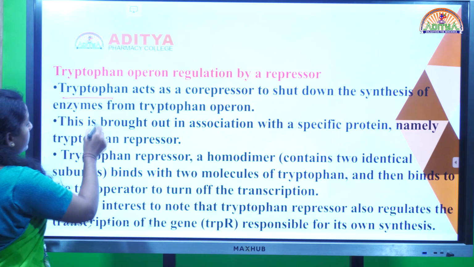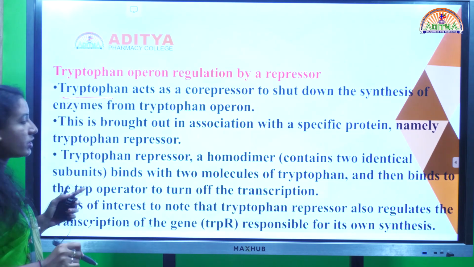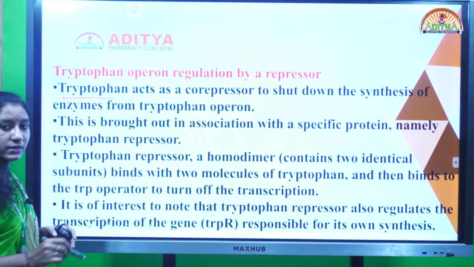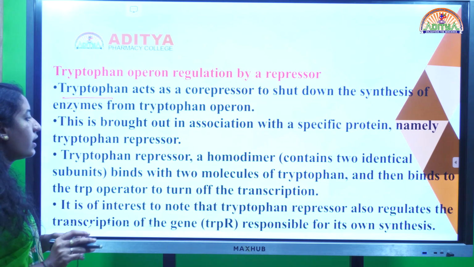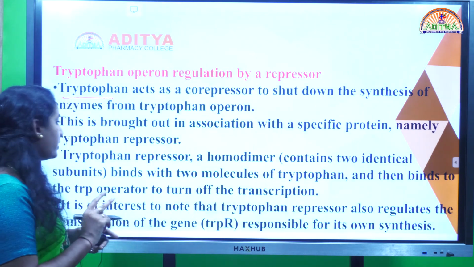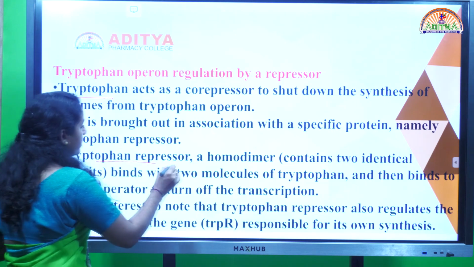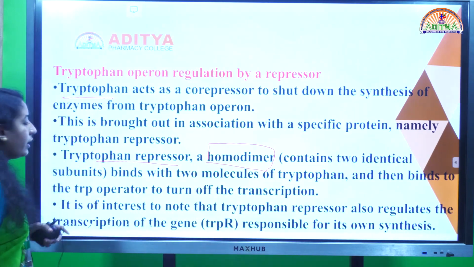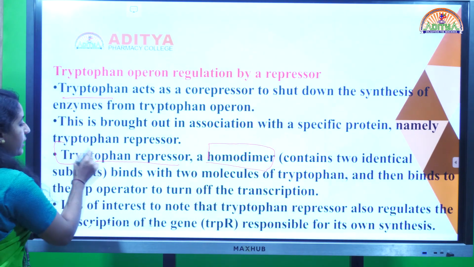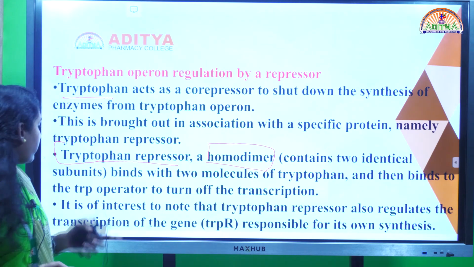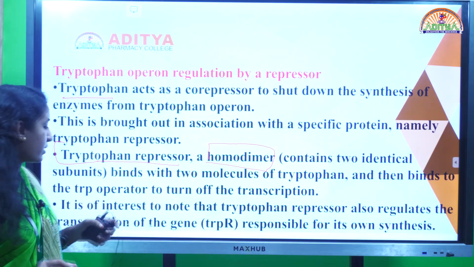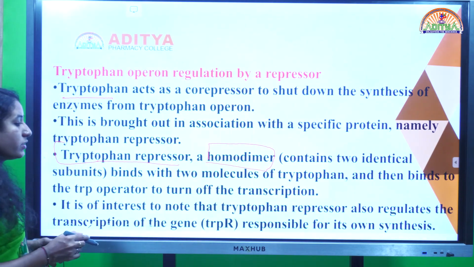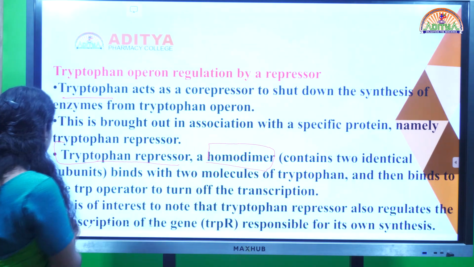So if you observe, this will be brought about in association with some specific proteins which are named tryptophan repressors. The tryptophan repressor is a homodimer, that means homo means identical, and dimer means it contains 2 subunits. So it contains 2 identical subunits, and this tryptophan repressor binds with 2 molecules of tryptophan and then binds with the tryptophan operator to turn off the transcription process. So the tryptophan repressor always regulates the transcription of the genes which are responsible for its own synthesis.